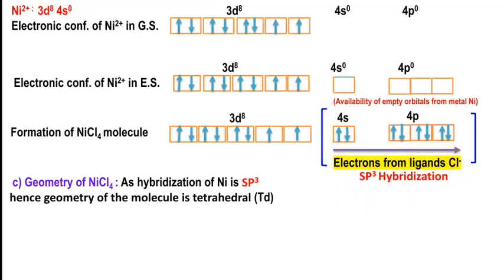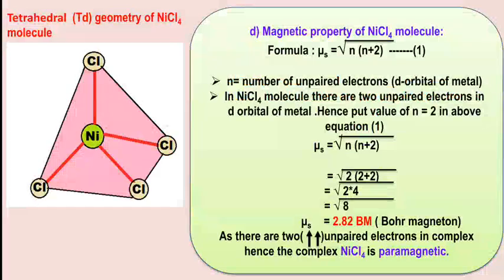Now the next question is what is the possible geometry for this complex. For the geometry of NiCl4, we have seen that the hybridization of this complex is sp3, and hence the geometry of the molecule will be tetrahedral. So depending upon the hybridization, geometry will be assigned to the particular complex. NiCl4 is a tetrahedral molecule, and you can see that the 4 chlorines are attached in the periphery of nickel. So this is a tetrahedral complex NiCl4.